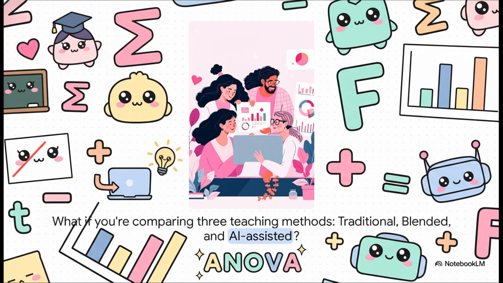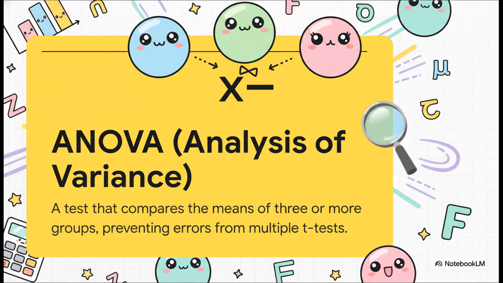Exactly. What if you're not just comparing 2 methods, but 3 or 4? You can't just run a bunch of separate t-tests. That's a statistical no-no, and it actually increases your chances of being wrong. For this, you need a more powerful tool. And that tool is called ANOVA. It's specifically designed to compare the averages of 3 or more groups all at once in a single test. Basically, it's a super efficient way to see if there's a meaningful difference somewhere among all your groups.